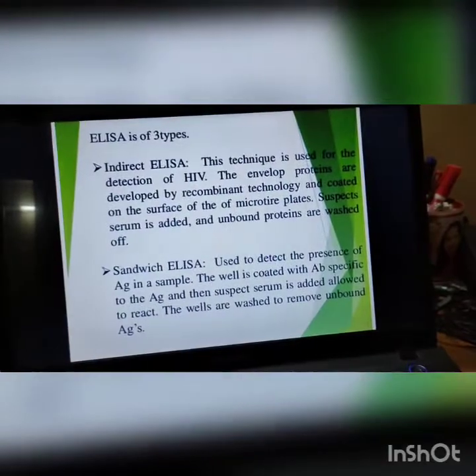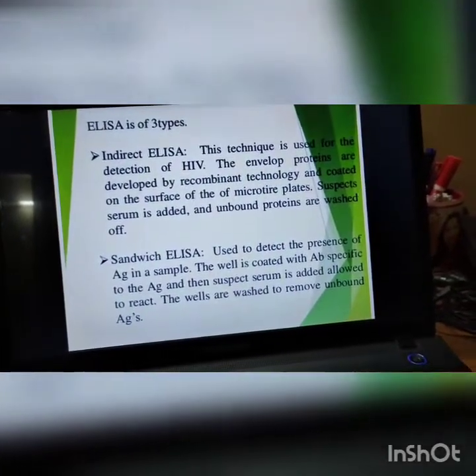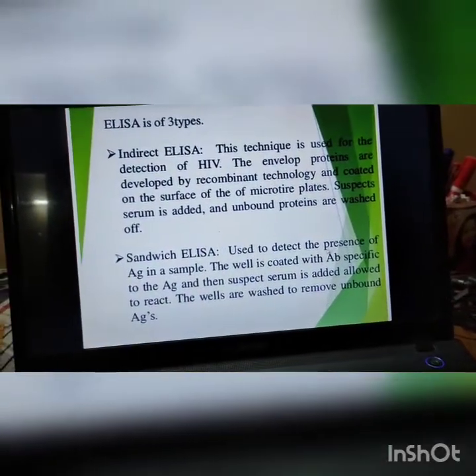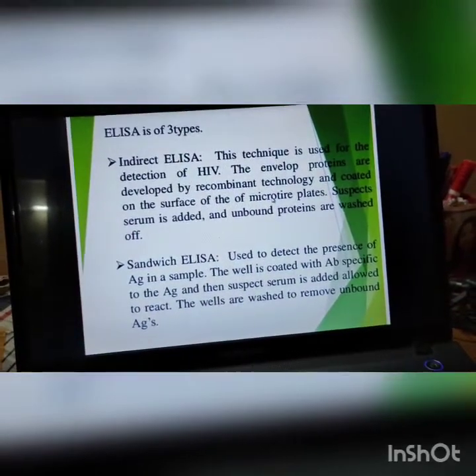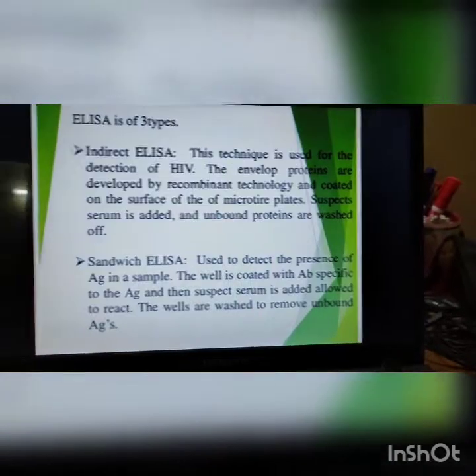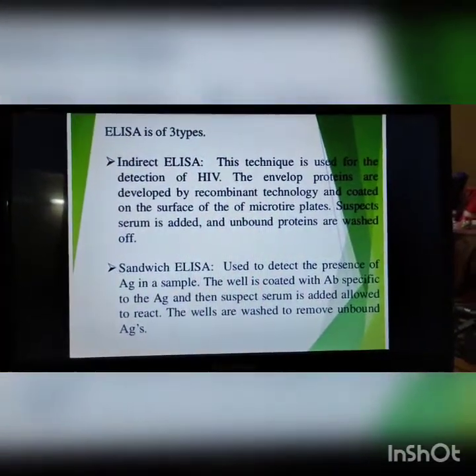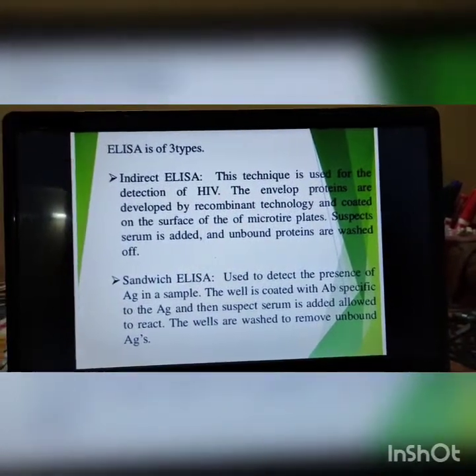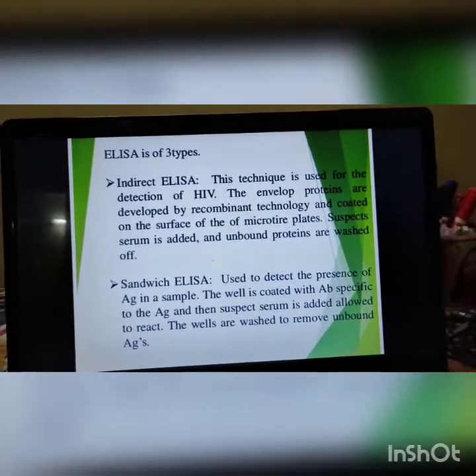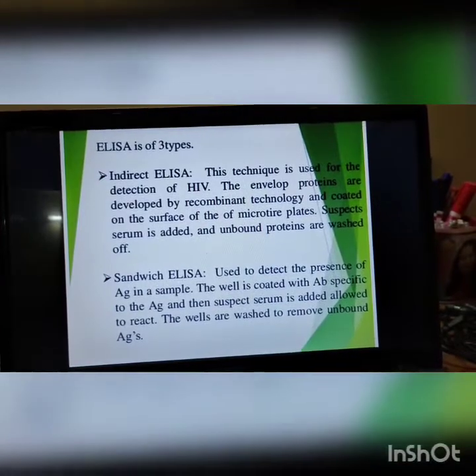There are three types of ELISA: indirect ELISA, sandwich ELISA and competitive ELISA. Now, what is indirect ELISA? This technique is used for the detection of HIV, and these envelope proteins are developed by recombinant DNA technology and coated on the surface of a microtiter plate. Suspect serum is added and unbound protein is washed off.